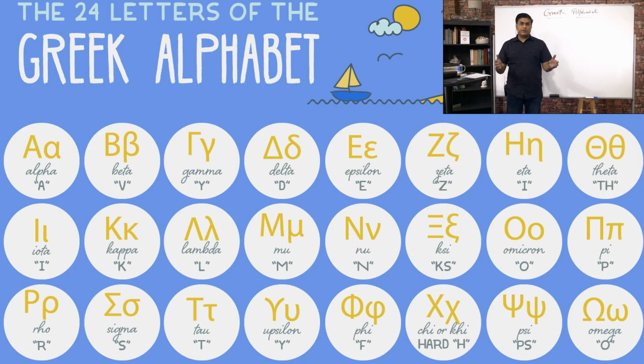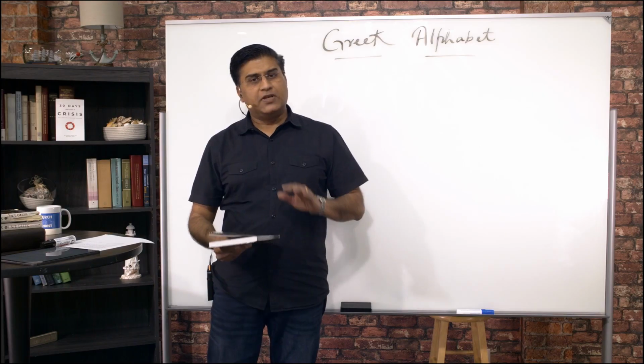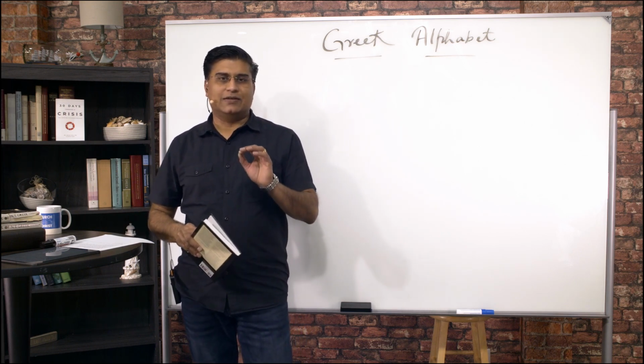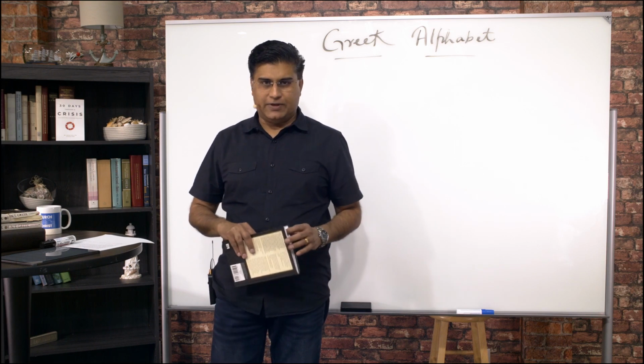Now, typically, professors and even Dr. Black and the textbook that I grew up on, J.W. Wenham, they tell the students to memorize the names of the letters. So it would be more like alpha, beta, gamma, delta, epsilon, zeta, eta, theta, iota, kappa, lambda, mu, nu, xi. So memorize the names of the letters. And that's good, but there's a better way. The better way is this: memorize the sound of the letters.